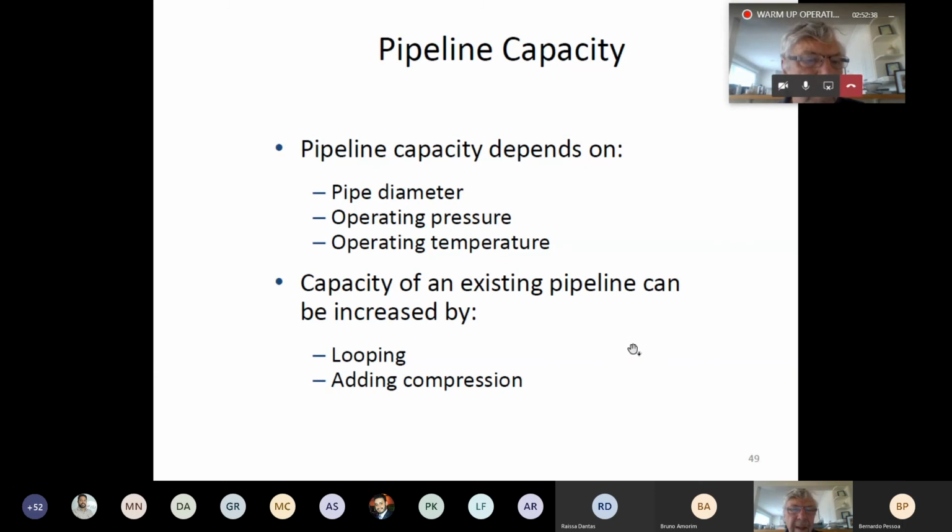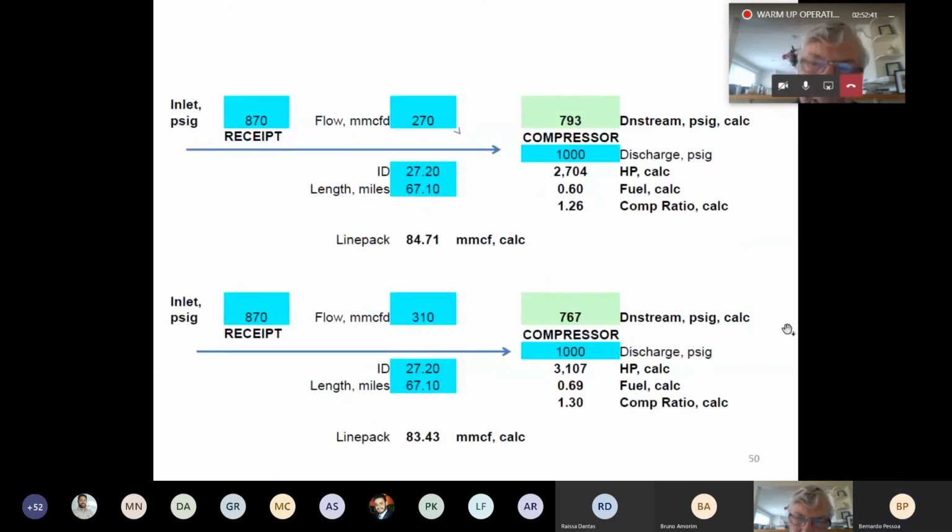Let's go to 50. And you'll see here, I've drawn just a little calculator I have at home here for calculating the effect of increasing flow rates. I've gone from a flow rate of 270, these are imperial units, 270 million cubic feet a day, and increasing, it's the same diameter pipe, it's the same length of system, but going from a flow rate of 270 to 310, upstream I start off coming out of the one compressor at 870 pounds per square inch, and when I look at the downstream pressure, it has fallen to 793.